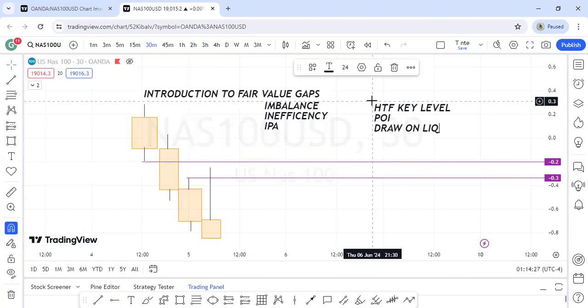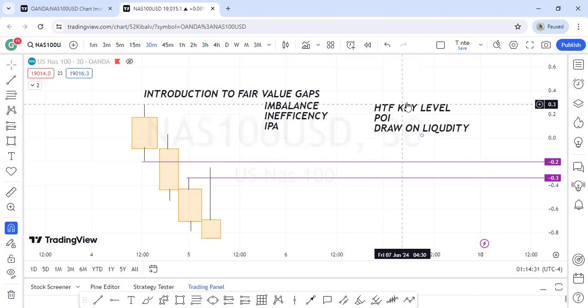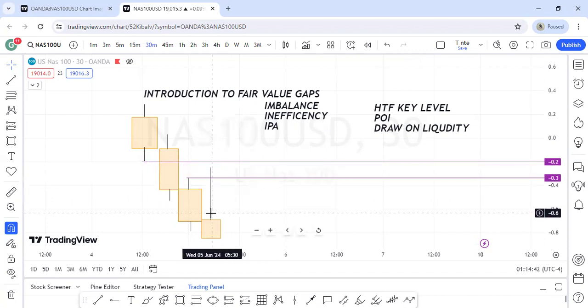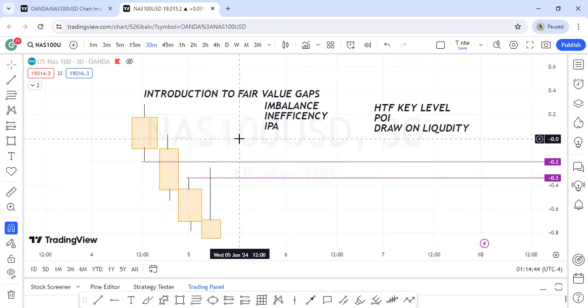Price is drawn to imbalances, right? So you can use this as what? A higher time frame key level. That means if you're looking for a sell continuation, you can use this as your area of interest or your key level. And you can also use imbalance as a draw on liquidity.